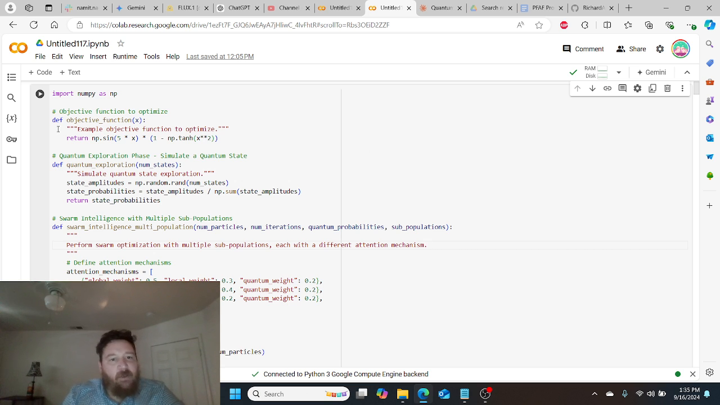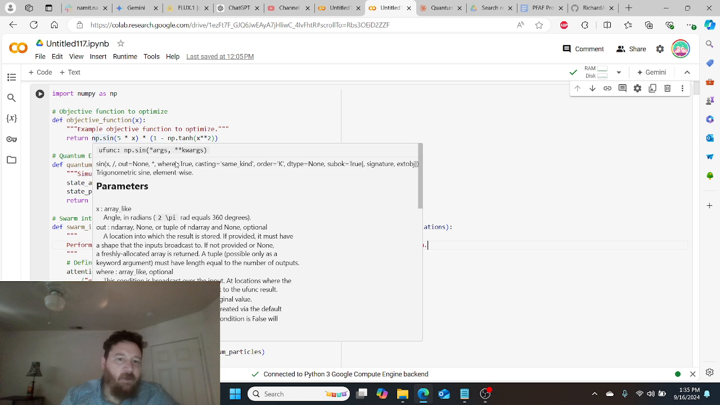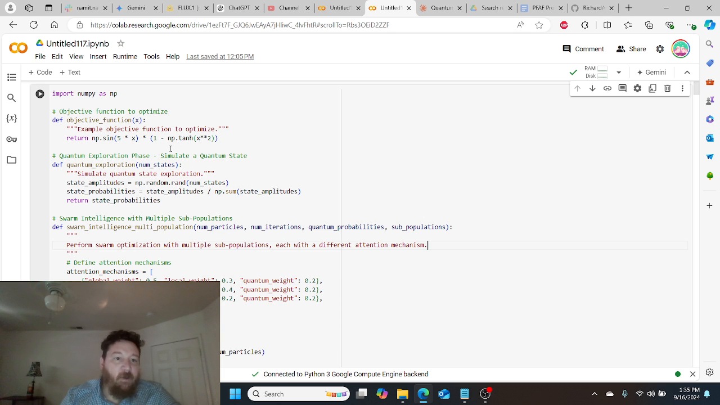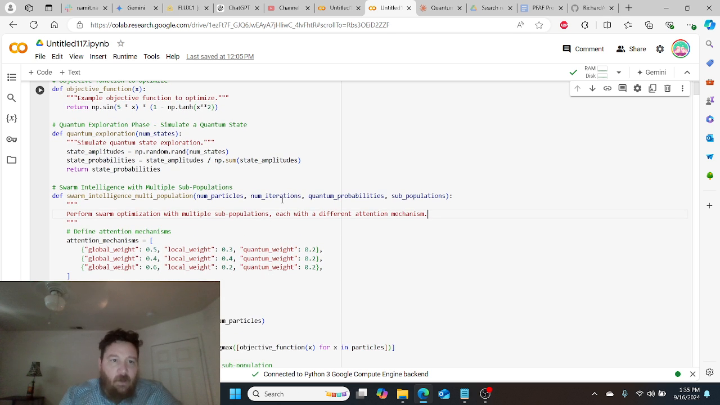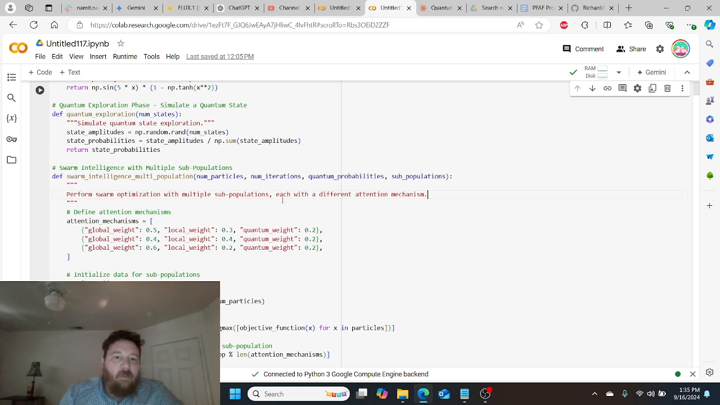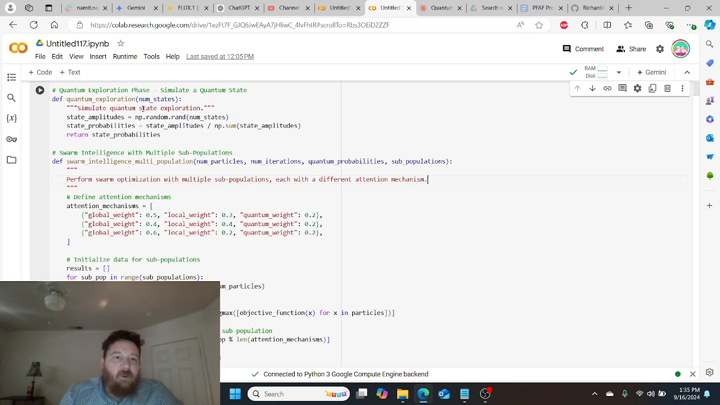I wanted to iterate and see if this would actually work. The very first thing I do is define a function that we want to optimize. This is just a simple mathematical equation. Then we have our quantum exploration phase. A lot of this is math, right? It's all of the math needed to get those 0, 1, and 0 and 1 states, simulating the probability of that.